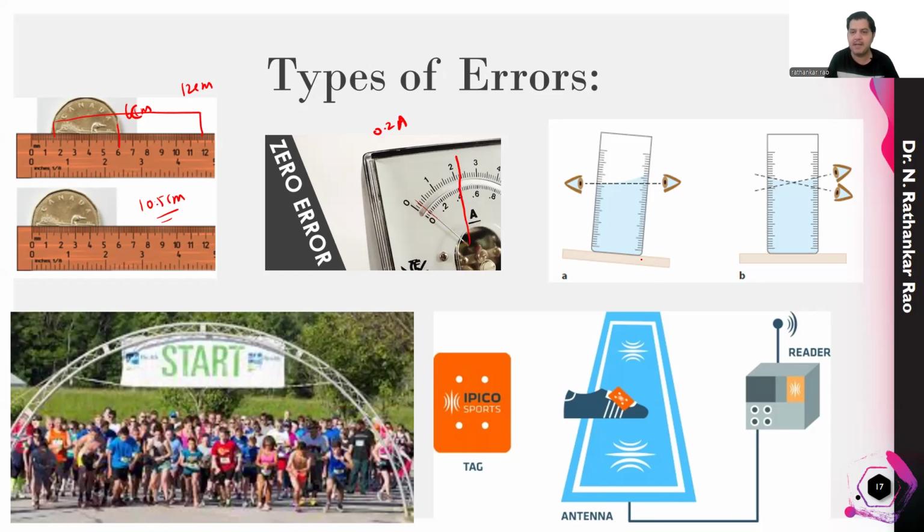The next one is about the parallax error. So if you have a vessel and you are finding out what is the value of it, and you don't see it normally in line of sight, then you will get an error over here. So what you need to do is, you should always see it perpendicular to it. The same thing happens here also.